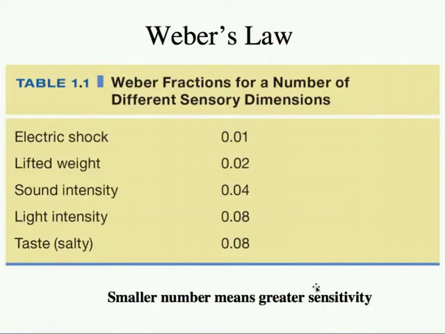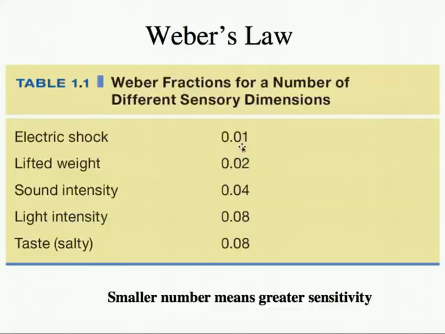And as we mentioned, for other sensory modalities, it could be different. So electric shock, it's only 1% difference. In sound intensity, you need a 4% difference. And so across these different sensory modalities, you have different Weber fractions. And as you said, a smaller number means greater sensitivity. You need a smaller percentage difference in order to detect that there's a difference there.